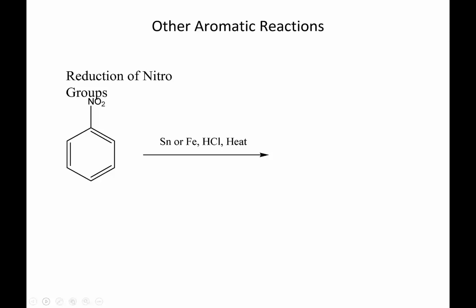Instead, what you do is you reduce a nitro group using iron or tin with HCl and heat. So this reduces my NO2 group to an NH2 group. So tin, iron, HCl, and heat reduces a nitro group to what's called an aniline. And I know how to put the nitro group on the ring. I mean, we've only done that 7 times today.